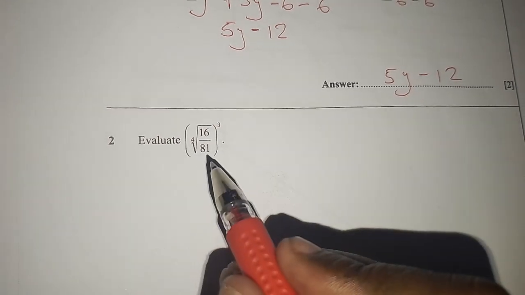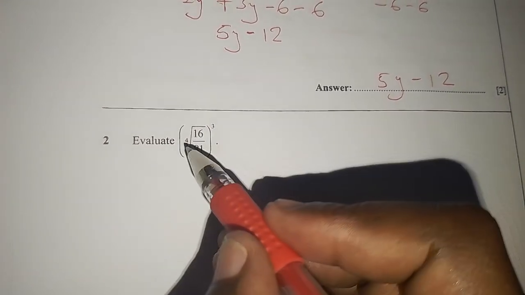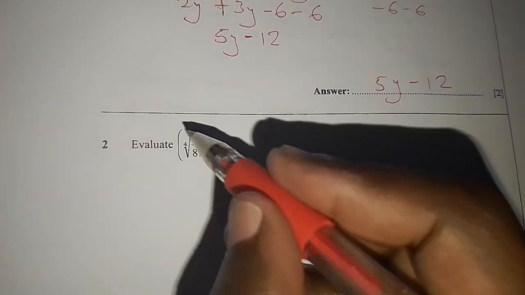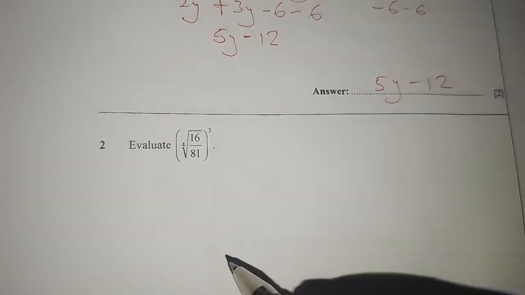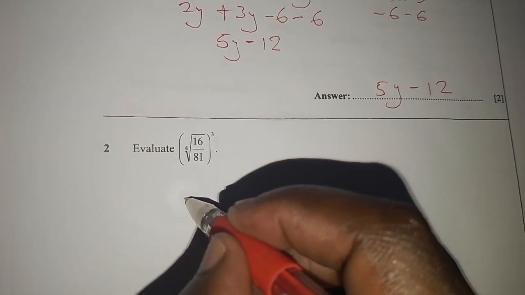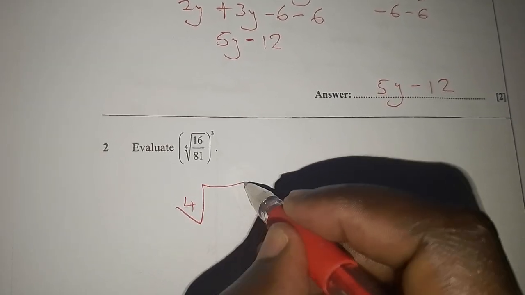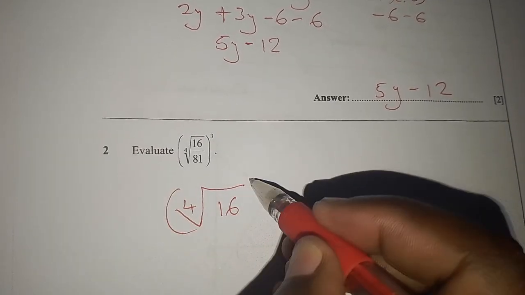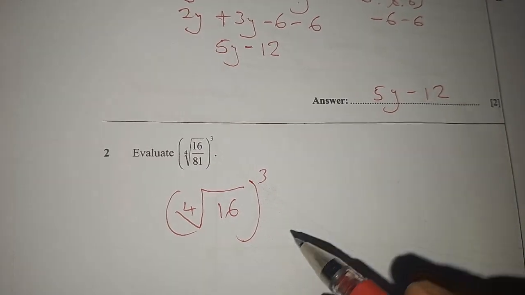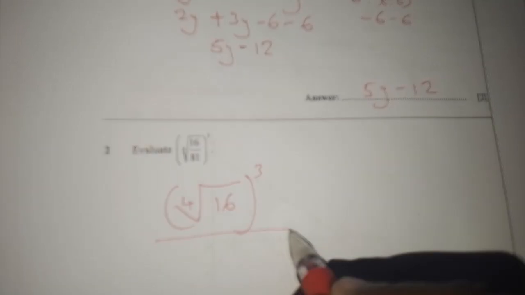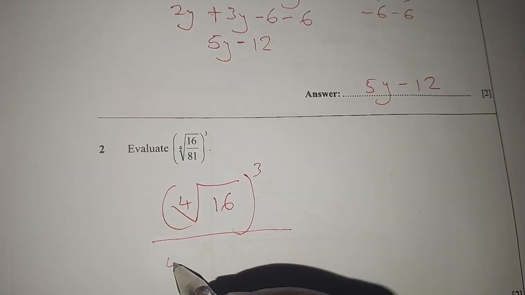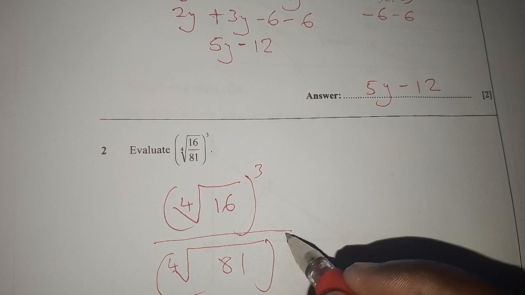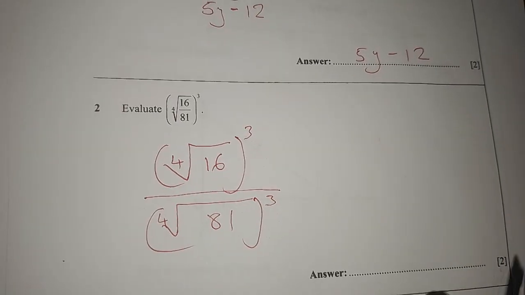For us to evaluate, as you can see here, there is a fourth root. I'm going to expand it. You start with the bracket. The bracket, they start first. So you're going to have the fourth root of 16, you see that? Then after that, to the power 3. I'm breaking it for you. Over, again the same fourth root is affecting 81 down there. We have the fourth root of 81, then to the power 3. So this is the easiest way of breaking it.